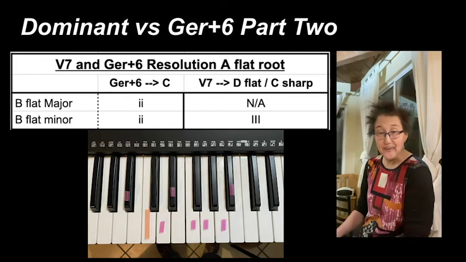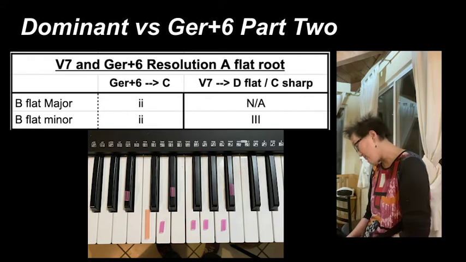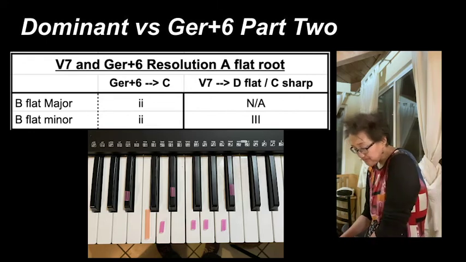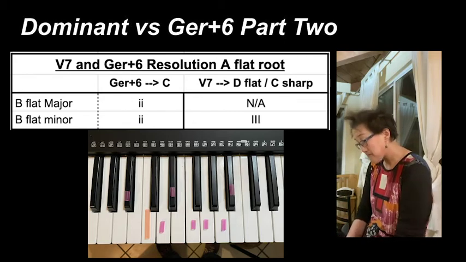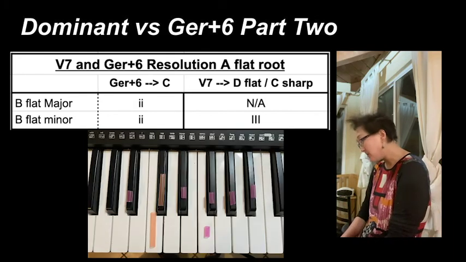And in this case, we've got the C. C is the second scale degree of B flat, so therefore we can do, and that would be minor, we can do the German of 2. All right, and let's do B flat minor.